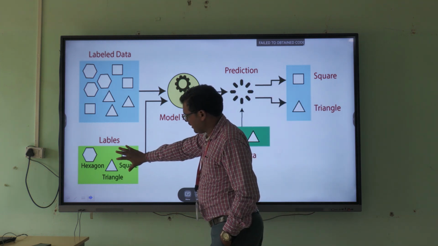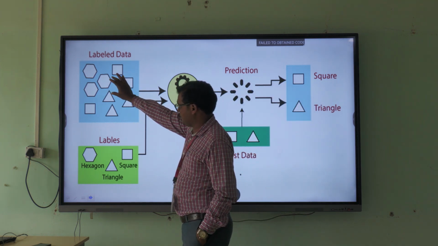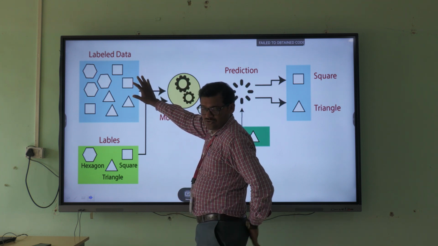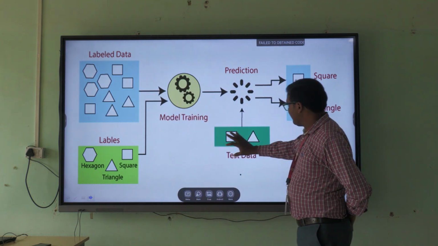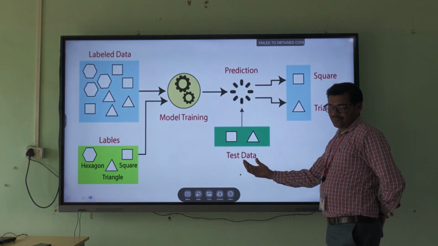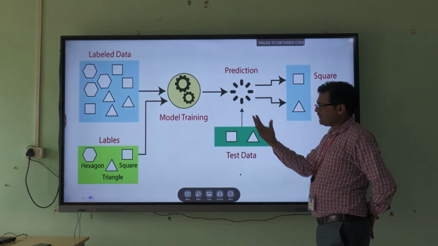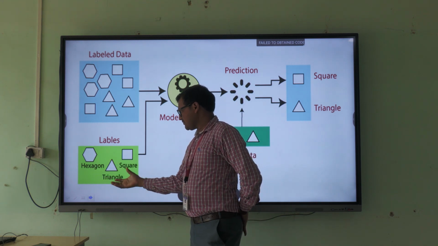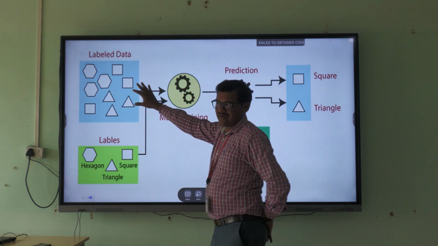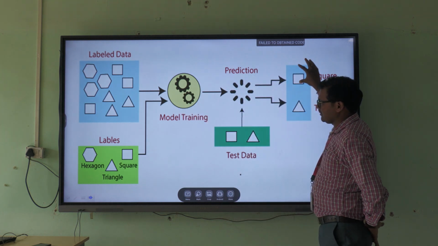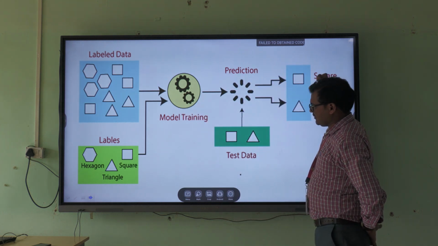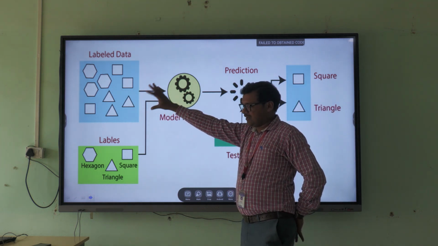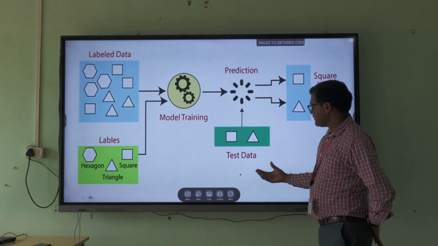Based on the labeled data, everything is known: this is a hexagon, this is a rectangle, this is a triangle. Everything is known to the model, so based on that it is able to predict when I give the test data. But when it comes to unsupervised learning, these labels are not there. We don't have any labels. There it will categorize this data into which are hexagons, which are squares, and which are triangles. It will group those data points into different categories.